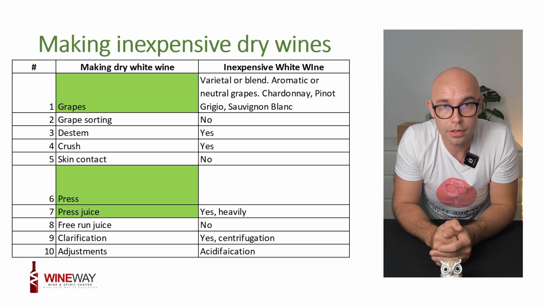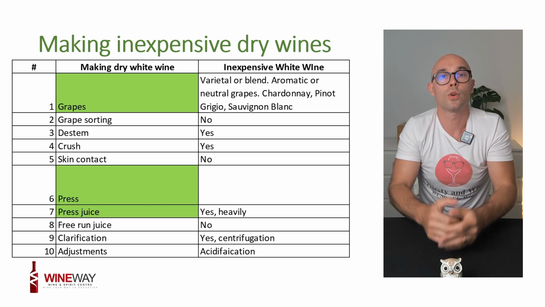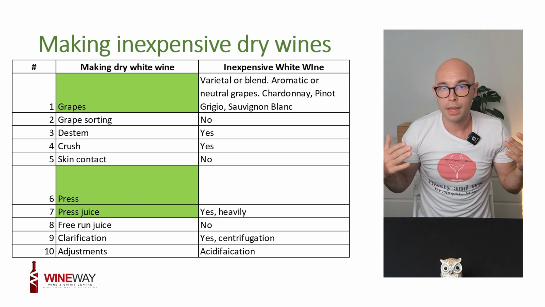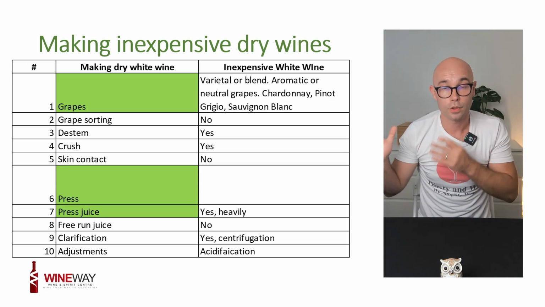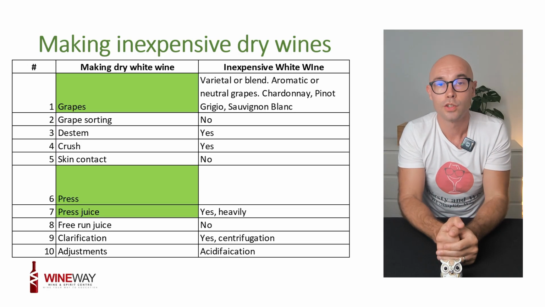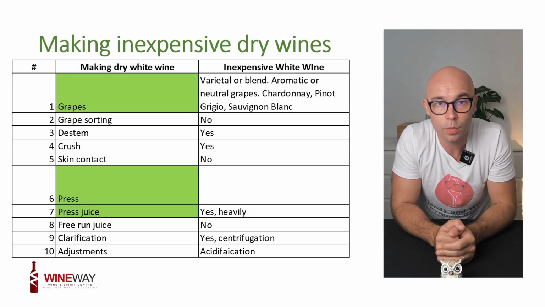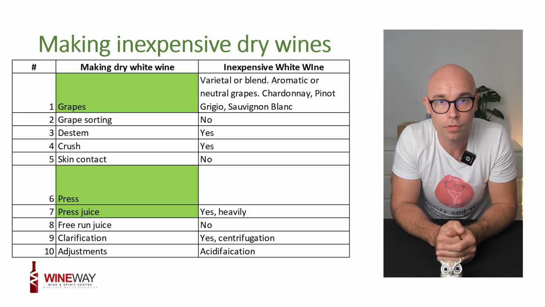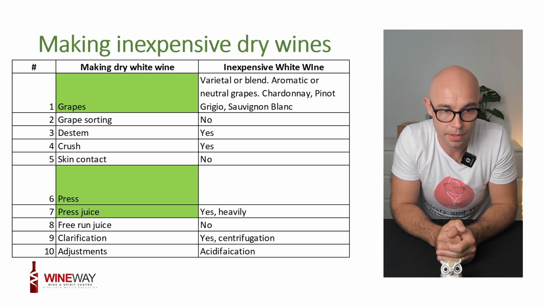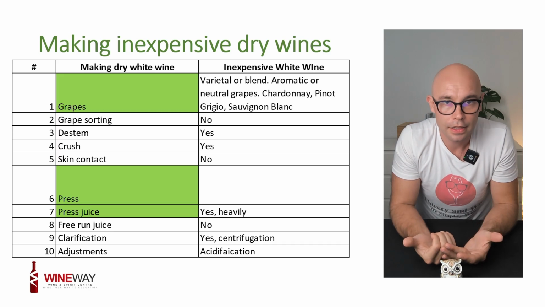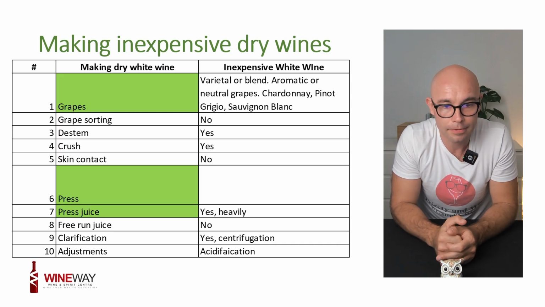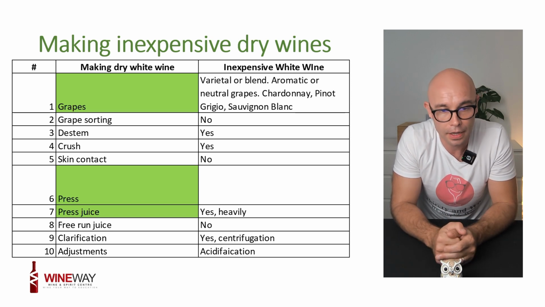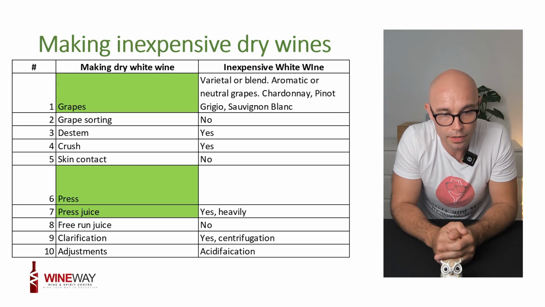Grape sorting: usually for inexpensive wines, you want the wine to go through the process of winemaking as soon as possible, and for the wine to be ready for sale as soon as possible. So anything that keeps the wine longer in the winery, anything that increases the cost of production in the winery, will usually be avoided for inexpensive wines. Grape sorting, no, or minimal. Destemming, yes. Crushing, yes. Skin contact, usually not for inexpensive wines.